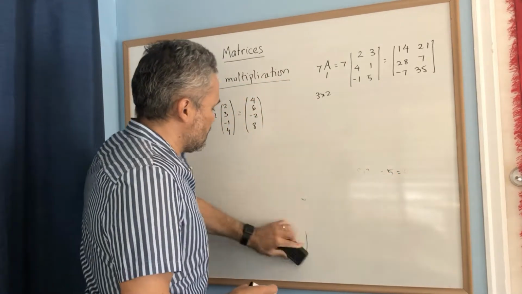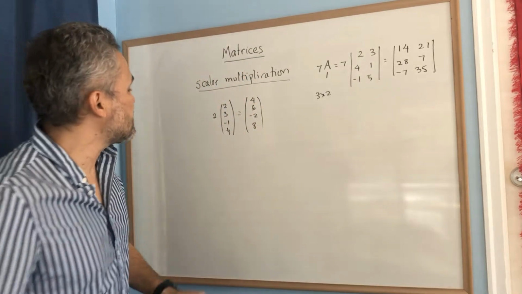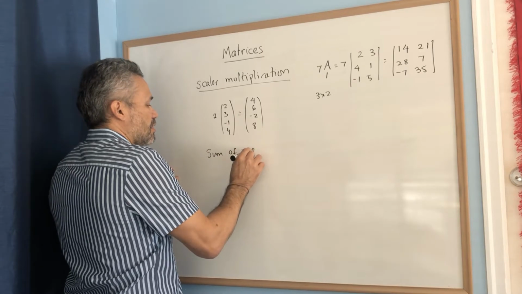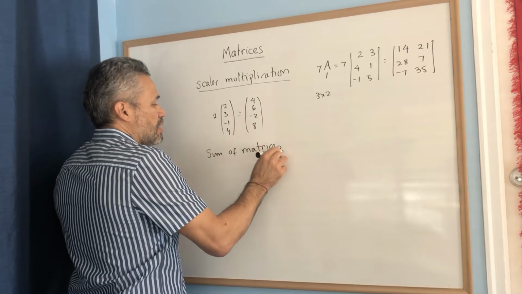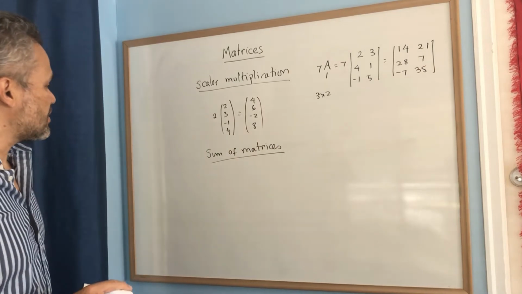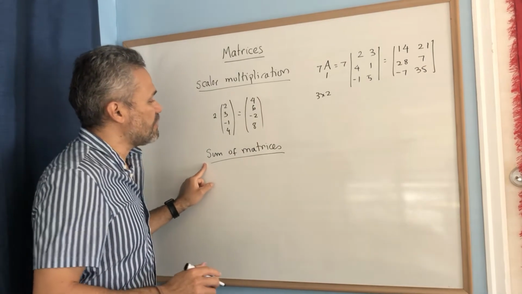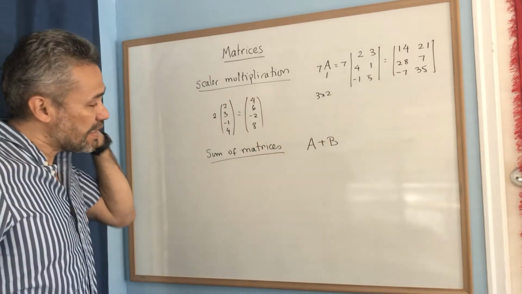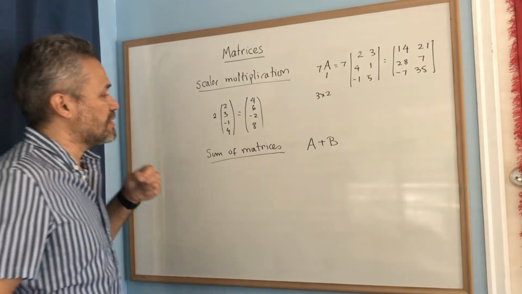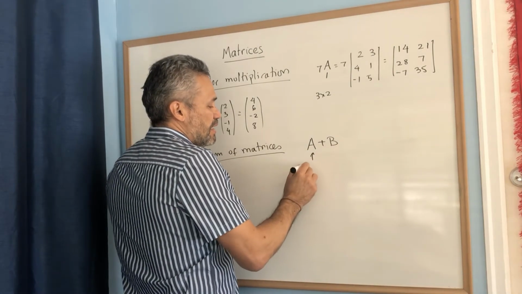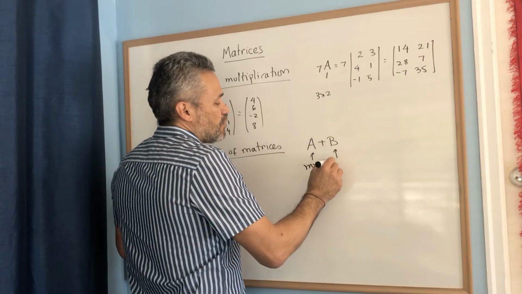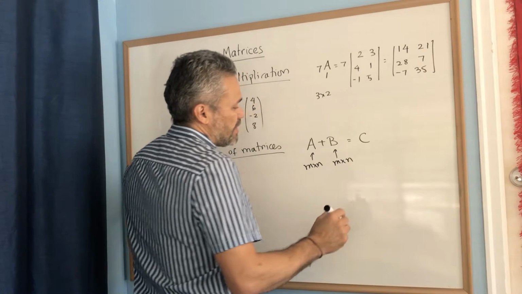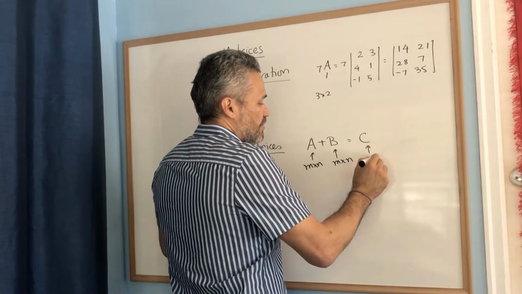Another operation that we have for matrices is the sum of matrices. This one requires some conditions. If we have 2 matrices and you want to consider the sum of the 2 matrices, they must have the same size. Then this must be an m by n, and this also needs to be an m by n. And the sum is the matrix C, which is again a matrix of the same dimension.